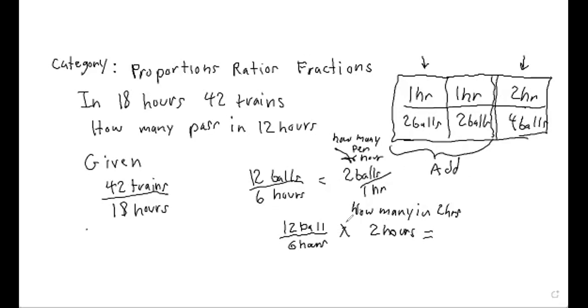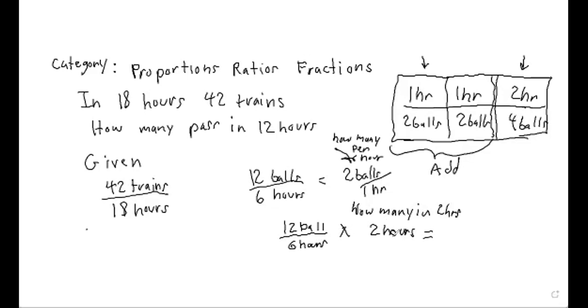But let's see if this works. If all we had to do, if we have a ratio, is multiply it by how many hours we're interested in, and we can get the right answer, then we can use the same technique to solve the train problem. So they tell us 12 balls in 6 hours. We want to know how many pass in two. We know that this ratio, 12 over 6, represents how many balls per hour. So all we have to do is multiply this ratio, 12 over 6, by the number of hours we're interested in. So we want to know how many pass in two. We multiply this by 2.